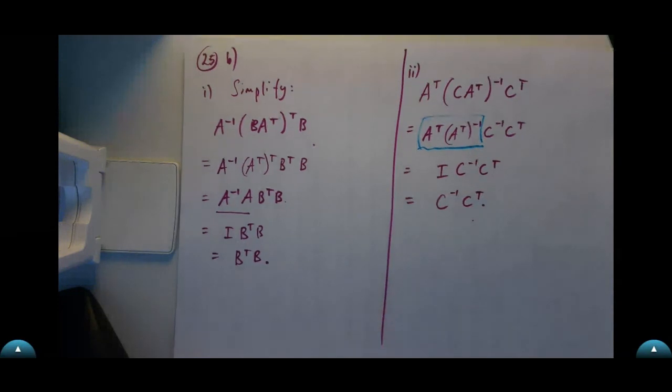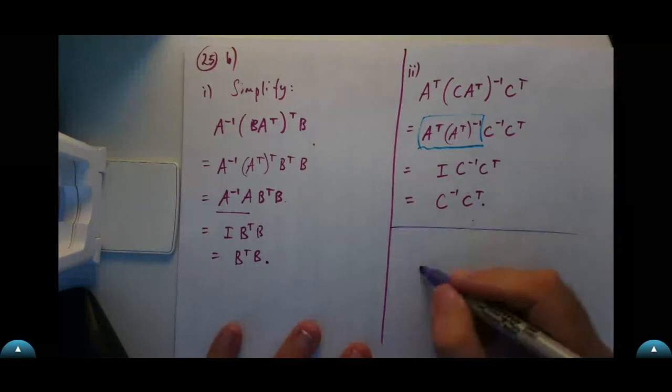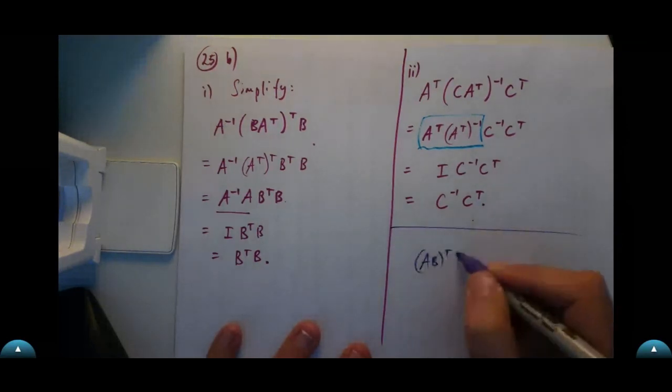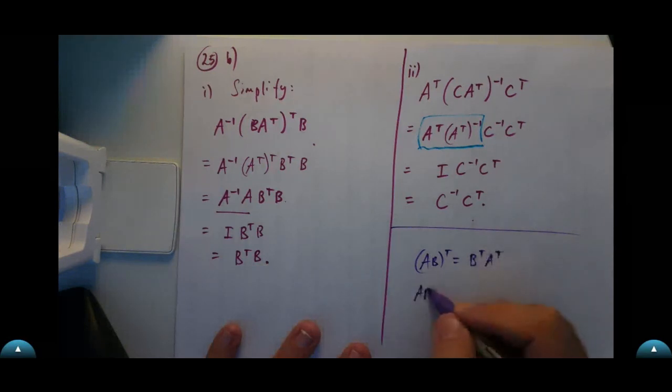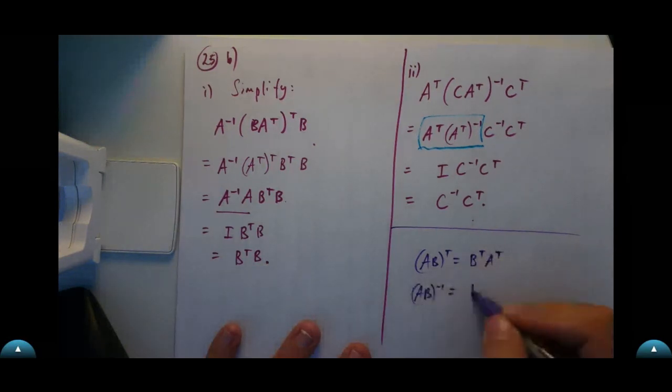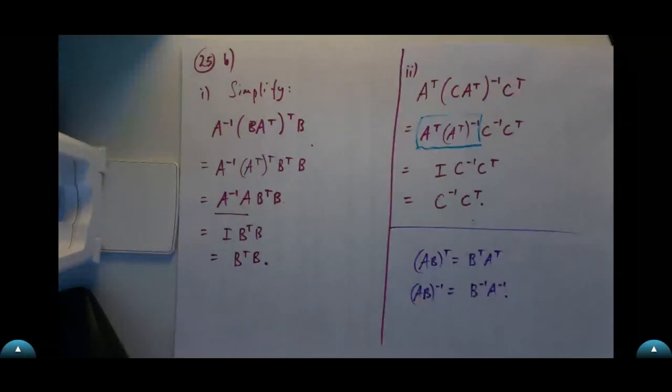That is it. Okay. Now trust me, you see questions like this all the time in the final exam. A little bit of matrix algebra. Okay, and so the most important things for these kind of questions is (AB) transpose equals B transpose A transpose, and (AB) inverse equals B inverse A inverse.